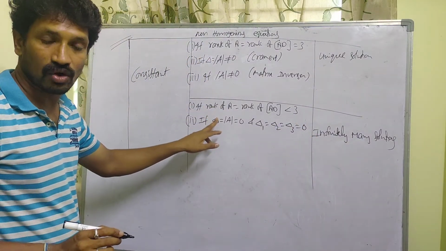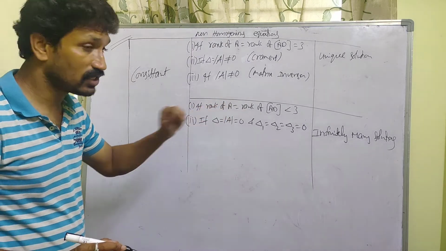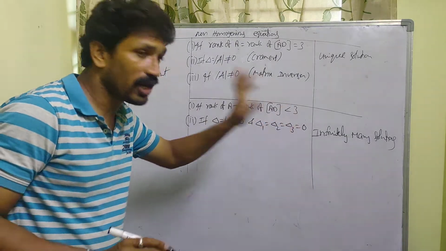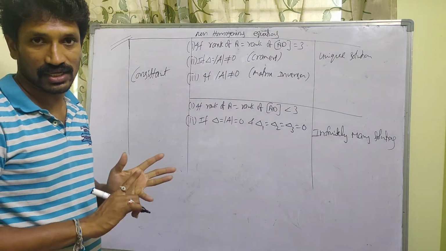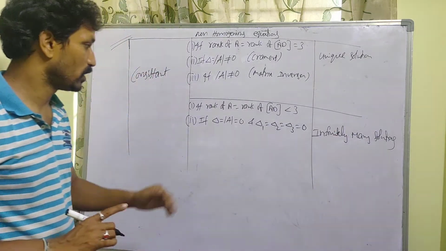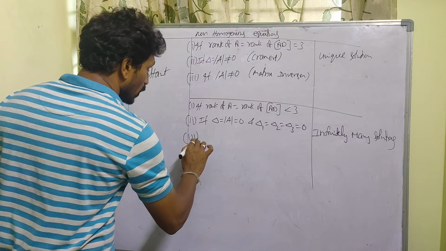Because what is the formula? x is equal to delta 1 by delta, y is equal to delta 2 by delta, z is equal to delta 3 by delta. If the denominator is 0 and all the numerators for x, y, z are also zeros, then it has infinitely many solutions. Okay. Now the third one, according to what is that?